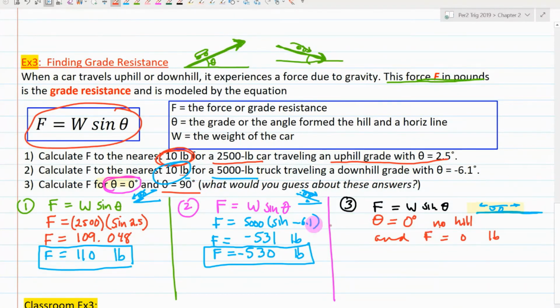Now, what is 90 degrees? So 90 degrees would be straight up and down. That means that the truck would be here and it would just fall, okay? Because it would make a 90-degree angle with the ground. So this force, what do you think would happen? The force would be the entire weight of the car. So the force when theta equals 90 degrees would be W. So the force would equal the weight of the car.